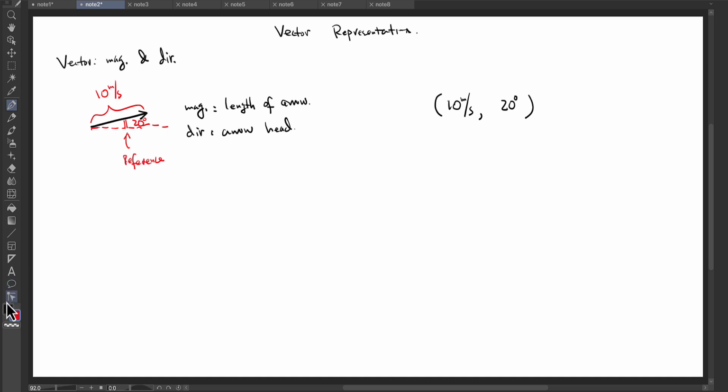Okay, so let's summarize here. In this representation we need a number here to represent the magnitude, and another number here to represent the direction, which is usually some angle, the degrees of angle with respect to a reference direction. That is the representation of vectors in 2D.